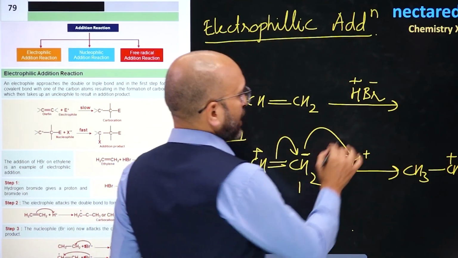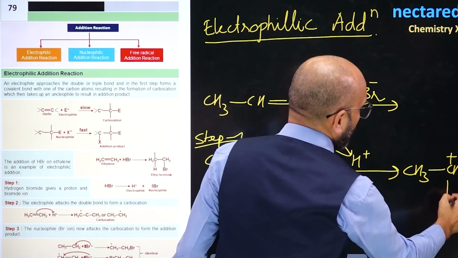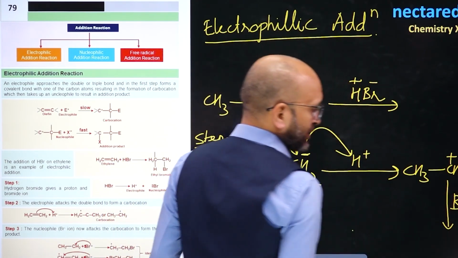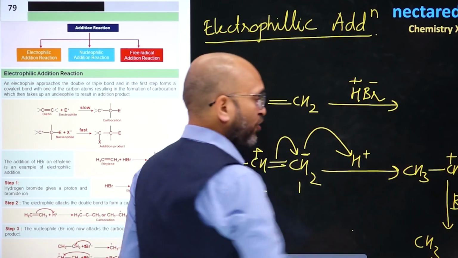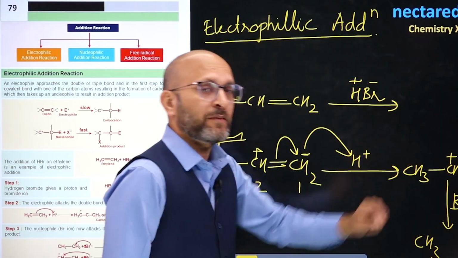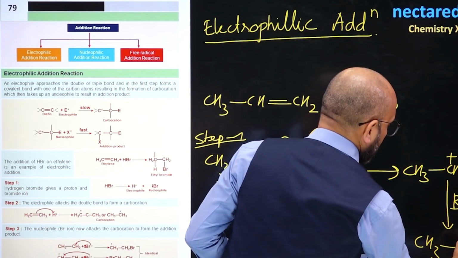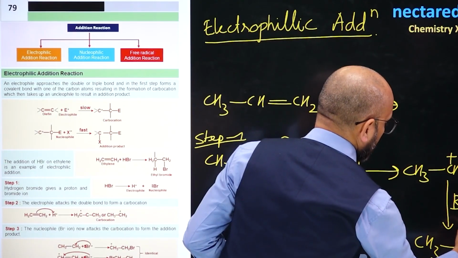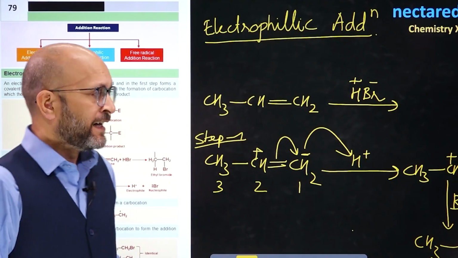In the second step, we had H+ and Br-. In the second step, you have addition of Br-. I think you will agree with me, there is no carbocation rearrangement happening right now because the most stable carbocation is already formed. So Br- will attach with this and you will get a compound which is known as 2-bromopropane.